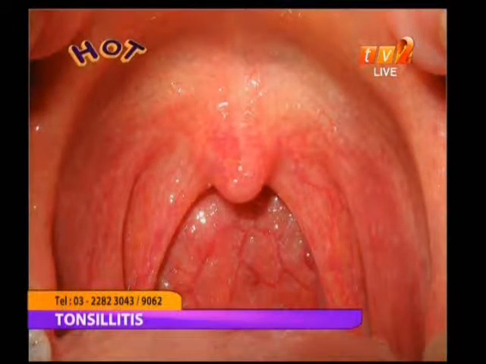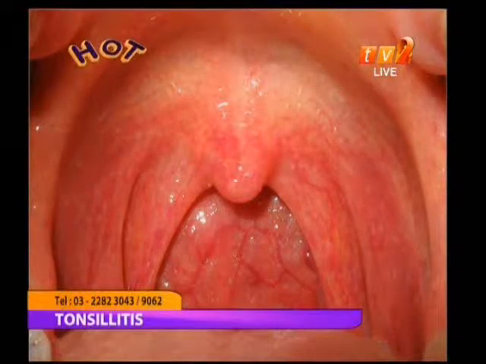Normally, if you get tonsillitis, warm water and a bit of salt. Yes, that helps here. It helps. Yes. There you go. Warm water and a bit of salt. When the tonsil is swollen, it is a bit difficult.